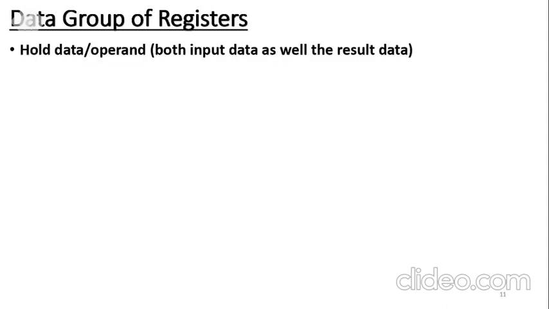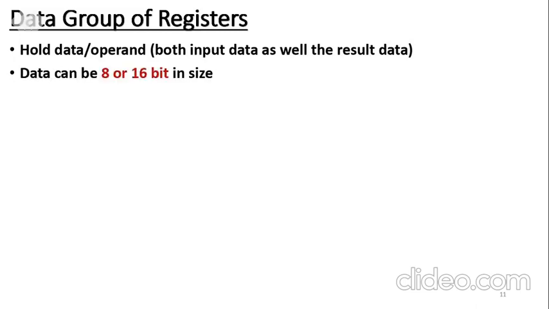Let us start with the data group of registers. This group of registers is used for holding of data or operand, and that includes both the input data which we want to process and also the result data which has got generated. So data group of registers is used for holding data or operand in both the cases here.